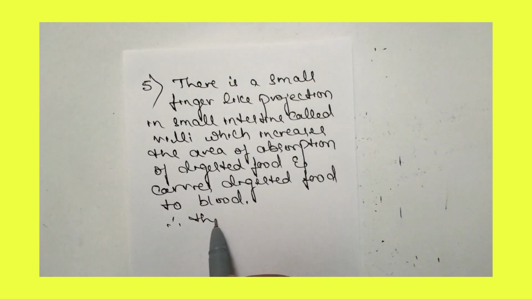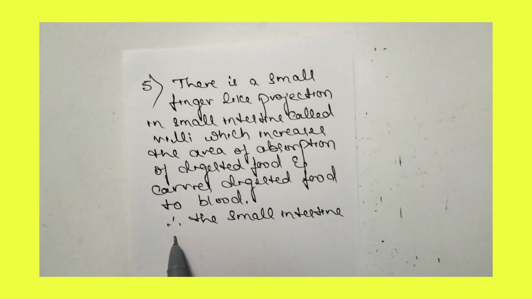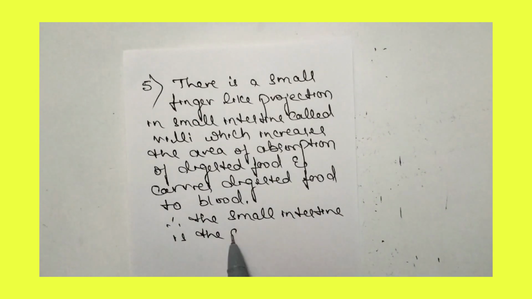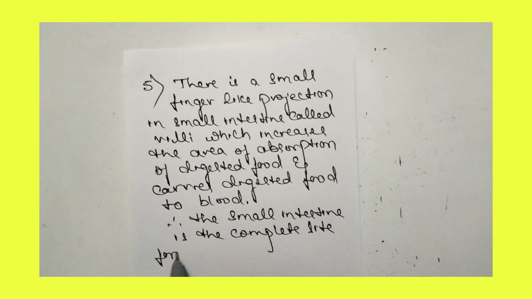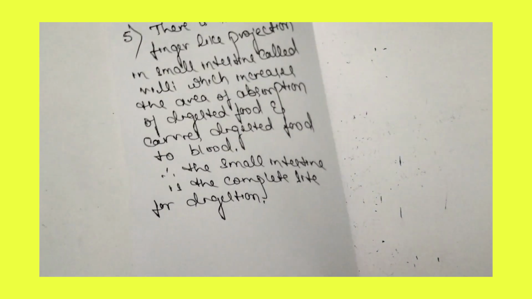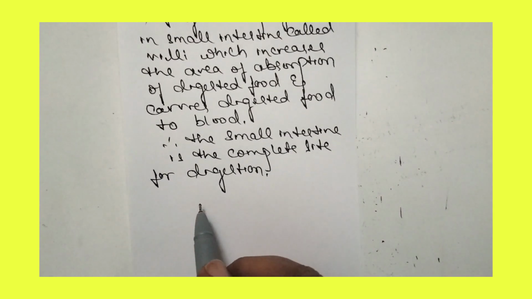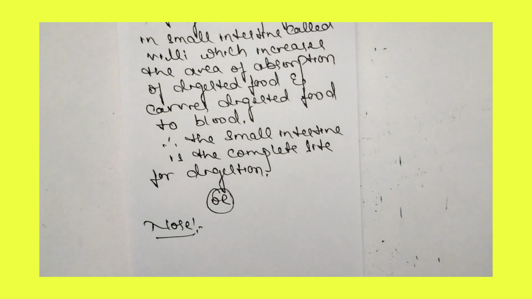Therefore, the small intestine is the complete site for digestion. So like this we have to explain about the small intestine. After that we have to move to another question: function of the nose and alveoli in the lungs.